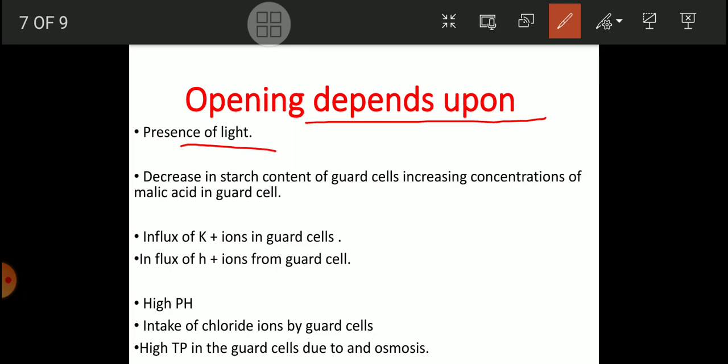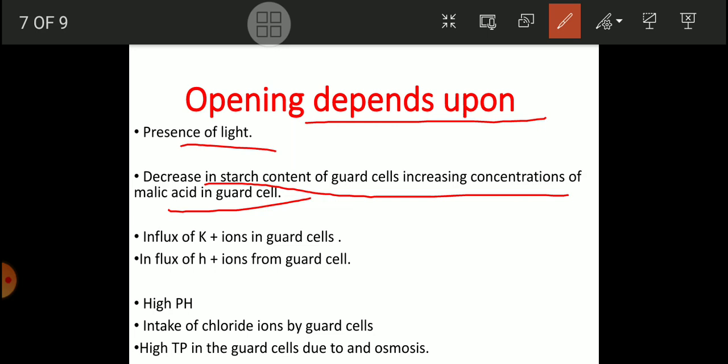Now, there is a decrease in the starch content of the guard cells. As I already told you, all the changes take place mostly in the guard cells, which have a prominent nucleus, cytoplasm and chloroplasts, and these are responsible for making some changes. Those changes are responsible for the increase in the turgor pressure of the guard cell, and because of the increase in turgor pressure, the guard cells move away from each other and the stomatal pore gets open, isn't it?